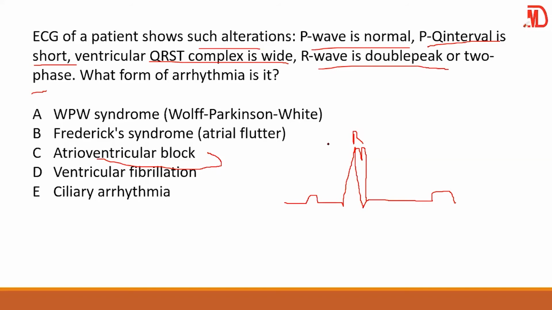And again, the QRS complex is also widened. So this is Q, and the QRS complex is also too wide. That tells you that there is a problem. And that is called Wolff-Parkinson-White. So here, your answer will be A. Wolff-Parkinson-White. All right.